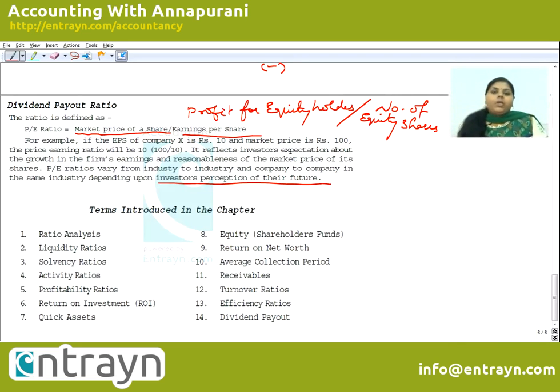Next one is solvency. Solvency is based on the investment done in the company. How solvent the company is, how sound the company is to pay off its long-term debts. The third one is the activity ratio. Activity ratio is based on the turnovers of an input to an output. The time period that is required for an input to become an output.